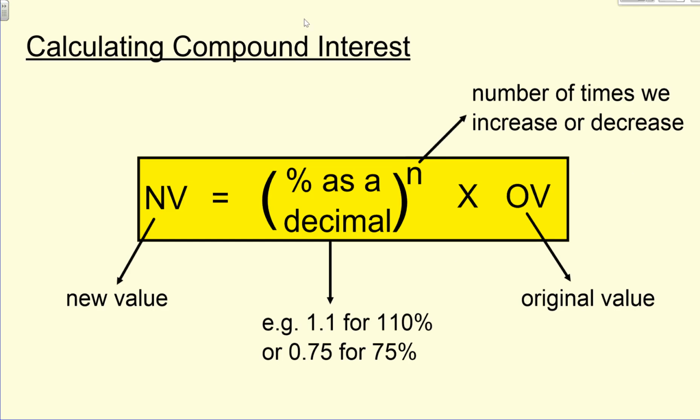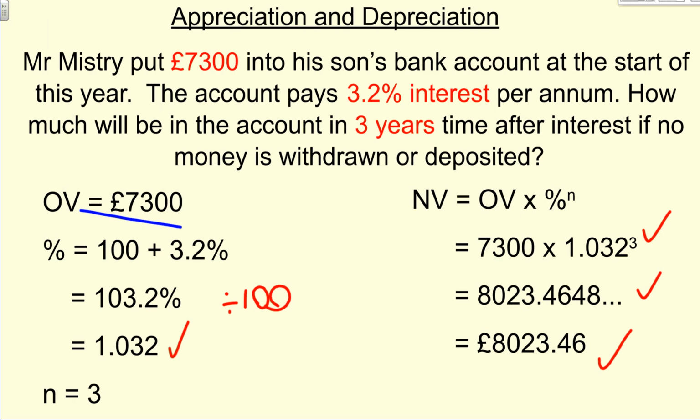So let's look at calculating this. This is a bit of a formula. I say that the new value is the percentage, which we have to write as a decimal, to the power of the number of times we do the increase or decrease, multiplied by the original value. You might want to pause the video and make sure you have a note of that.